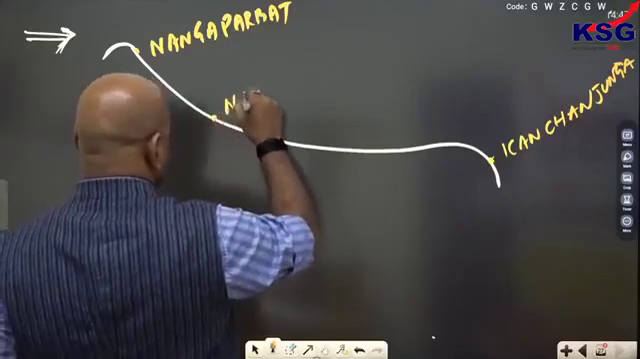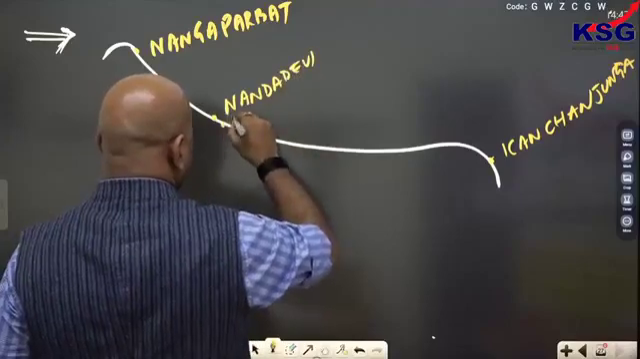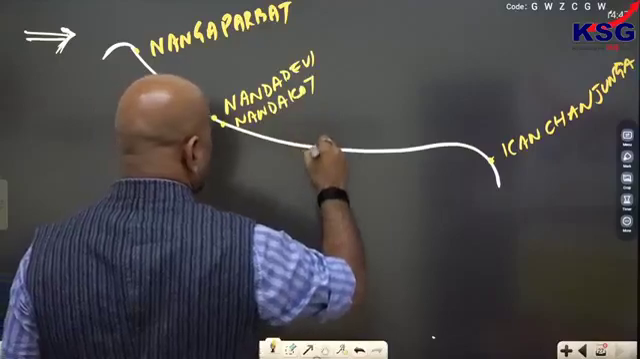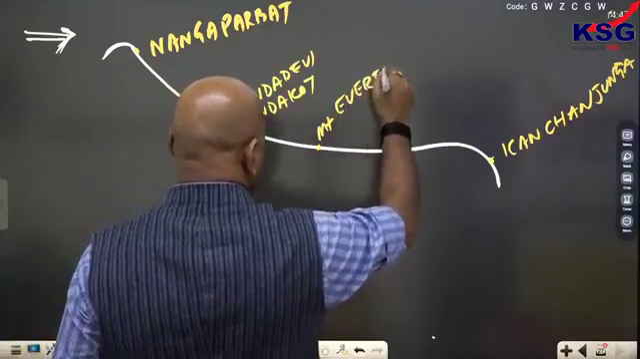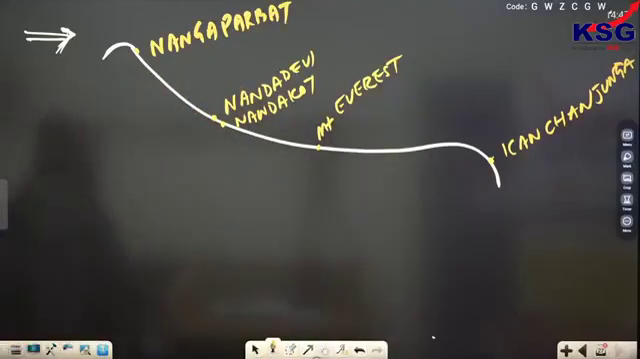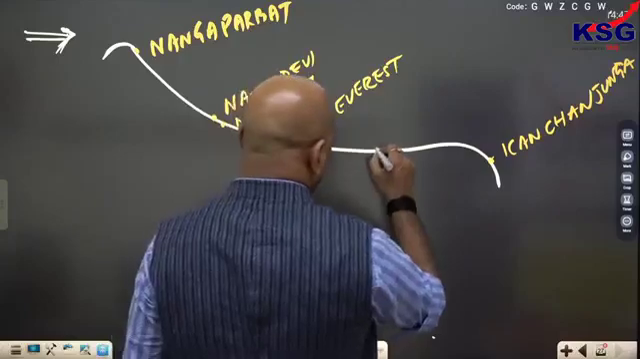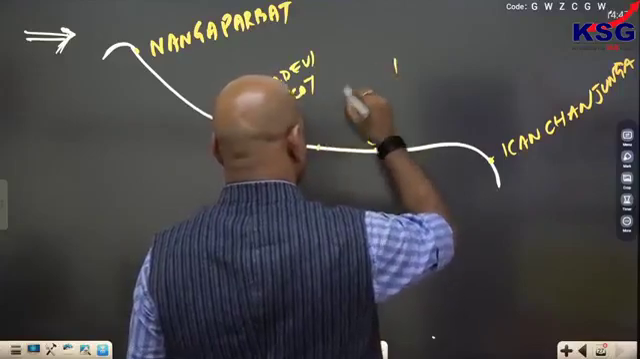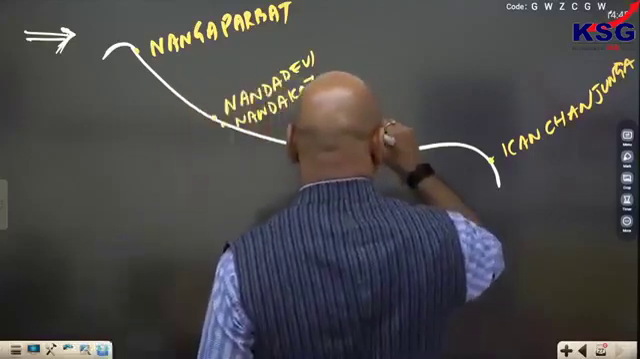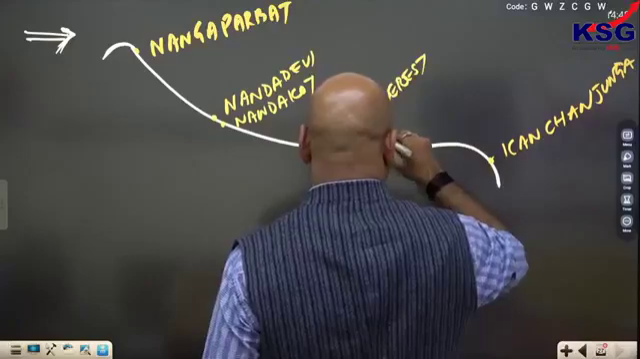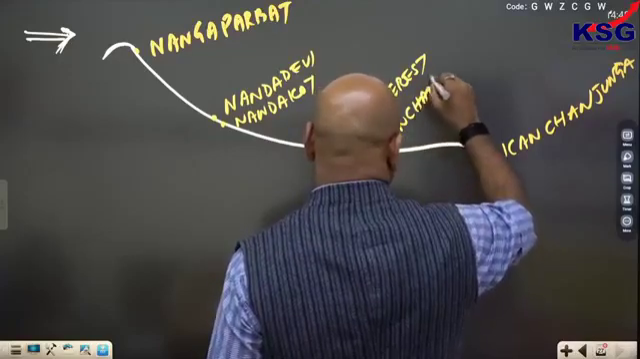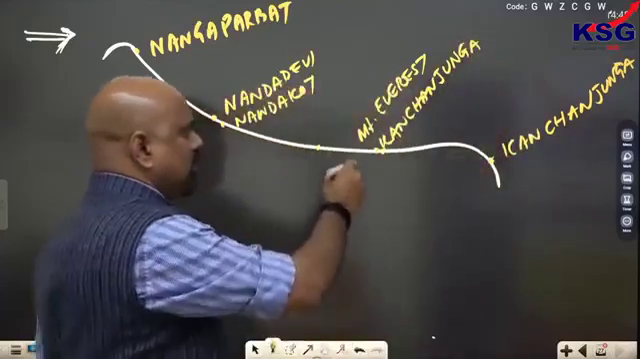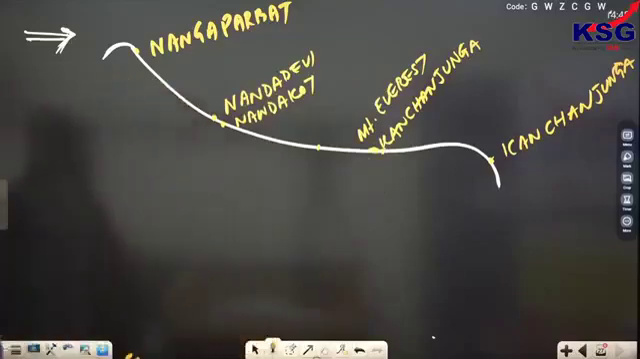Here you have Nanda Devi, Nanda Kot. Here you have Mount Everest. Mount Everest is in Nepal. Can you see that? Mount Everest is here. Then we have Kanchenjunga. Mount Everest is here, Kanchenjunga is here. Mount Everest, Kanchenjunga.